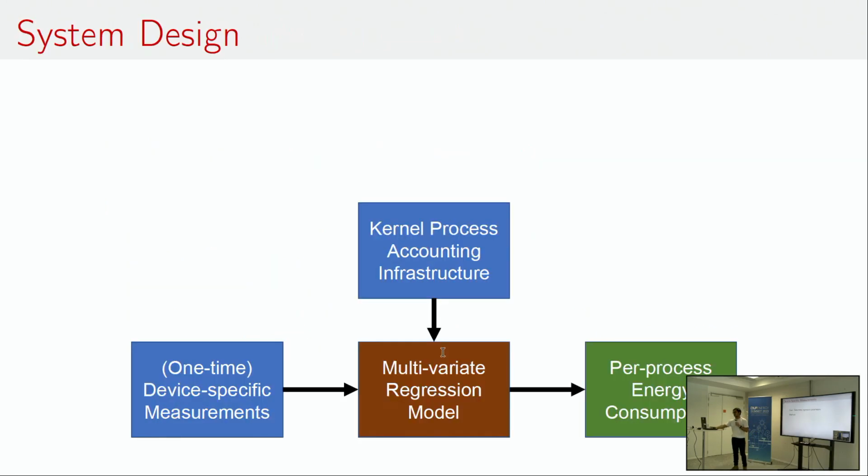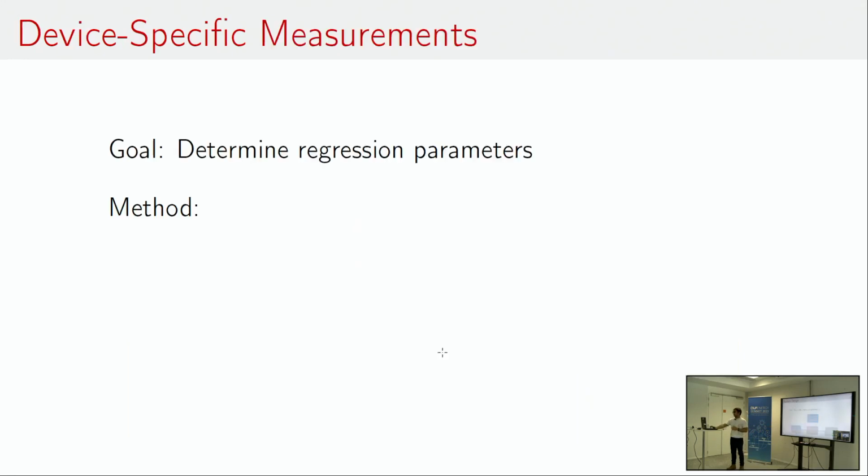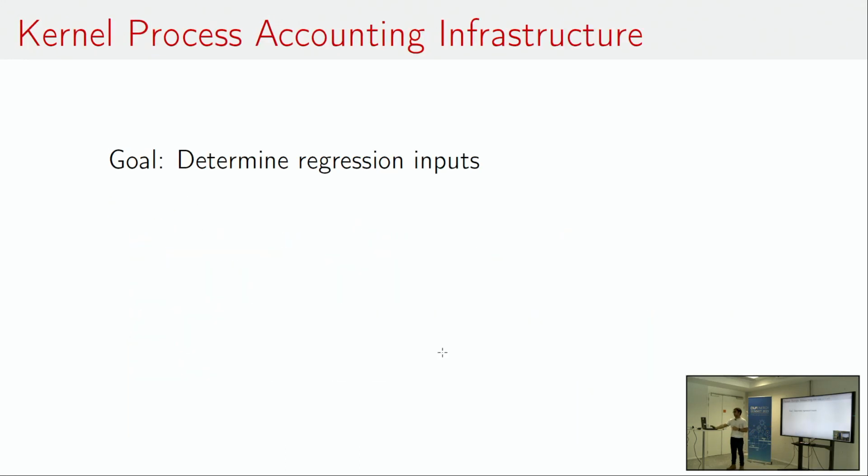Right, let's quickly take a look at the overview. So we now understand how to get the device-specific measurements. Let's go into the process accounting infrastructure. These are the inputs at the runtime. Right, so how do we determine these inputs? Well, to some extent, this information is already available.